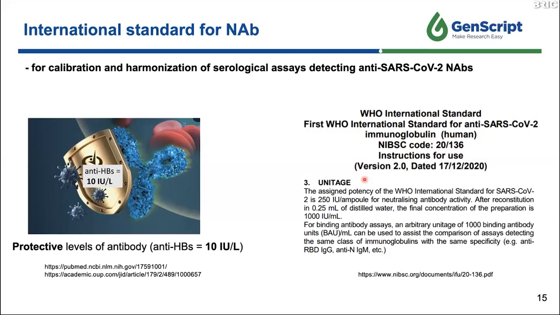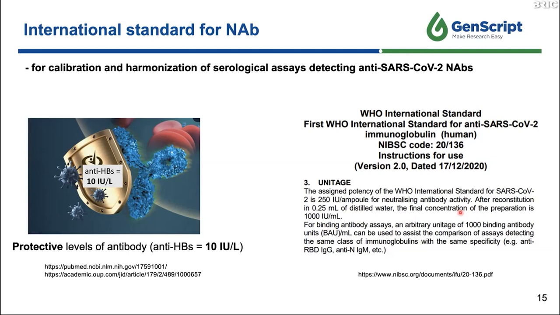So what we have as an additional tool is the international standard for neutralizing antibody that can be used for calibration and harmonization of serology assays detecting the neutralizing antibody. What is shown here is a previous case, which is hepatitis B, where the protective level of antibody is 10 IU per liter. And for SARS-CoV-2, the WHO has also come up with an international standard for neutralizing antibodies to allow the harmonization of different assays.